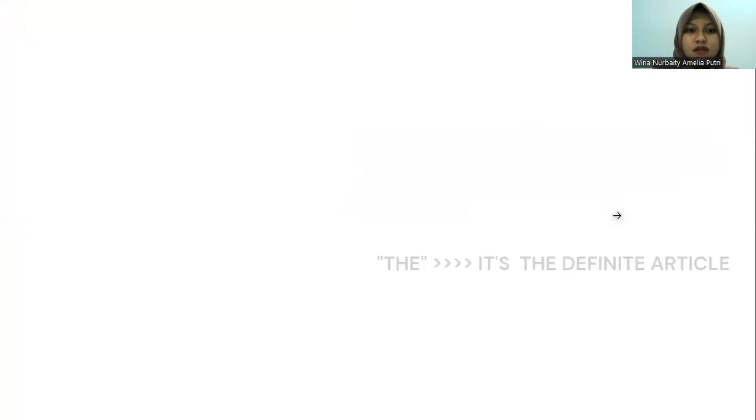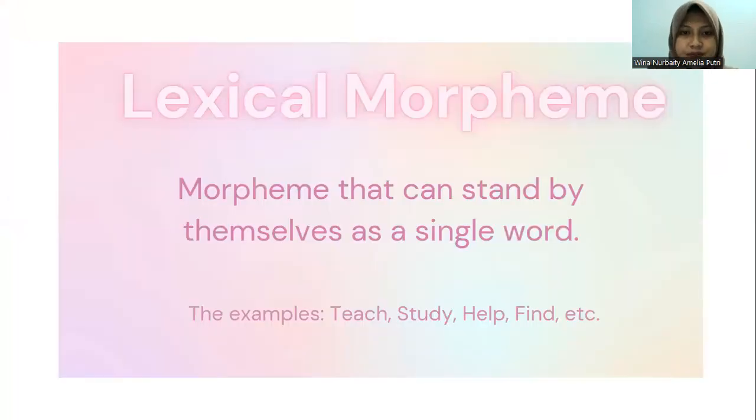Next, we talk about lexical morphemes. Lexical morphemes, which we usually call free morphemes, are morphemes that can stand by themselves as a single word. In English, lexical morphemes can be identified as the set of separate word forms such as basic nouns, adjectives, verbs, and others. The examples: teach, study, help, find, and many others.